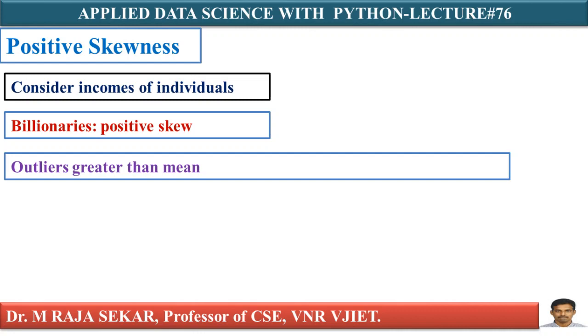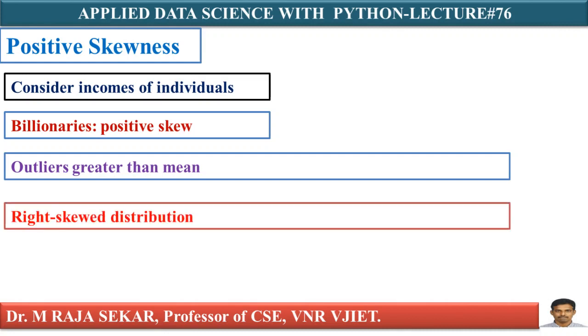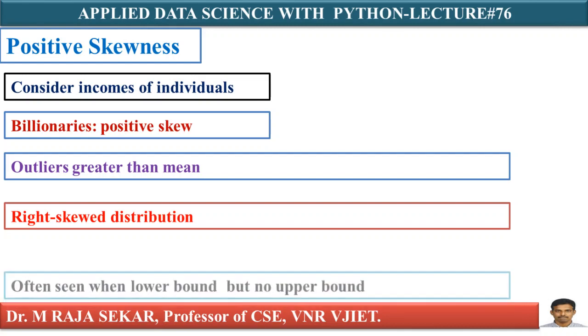You have positive billionaires and people with low income, say close to zero. This is a right skewed distribution. The skewness of this distribution will be greater than 0, isn't it? That's what the coefficient of skewness says. You are likely to encounter a right skewed distribution where there is a lower bound.